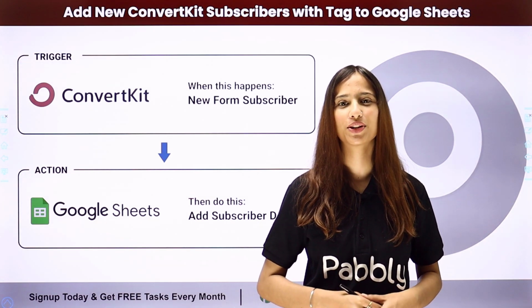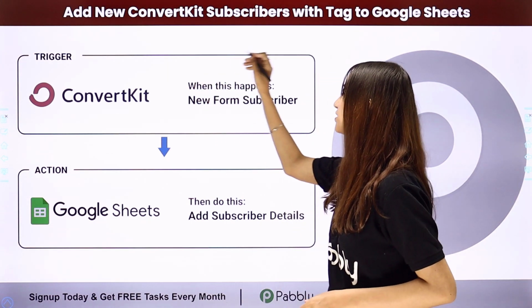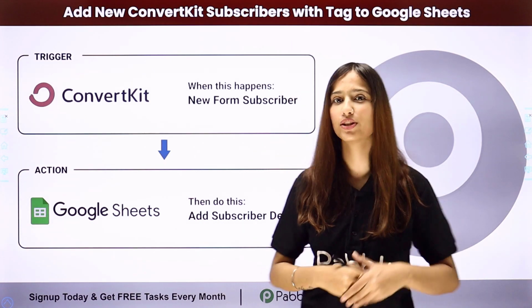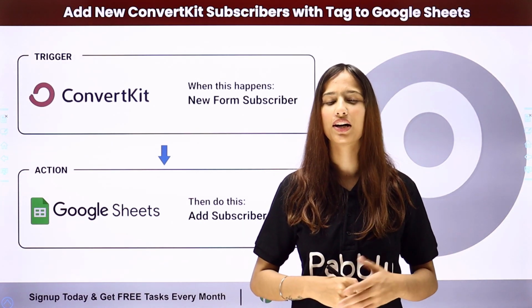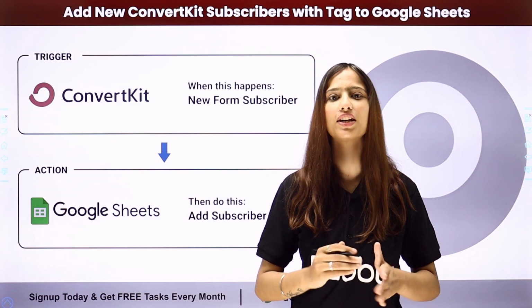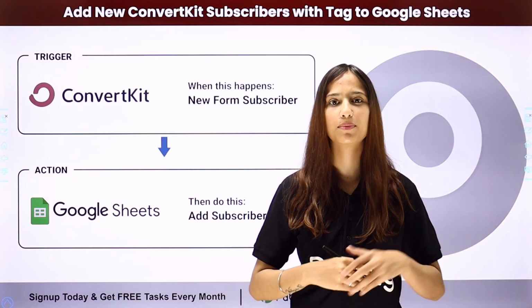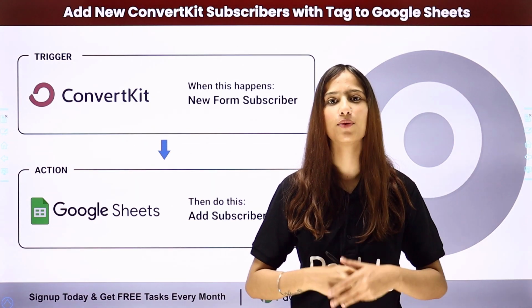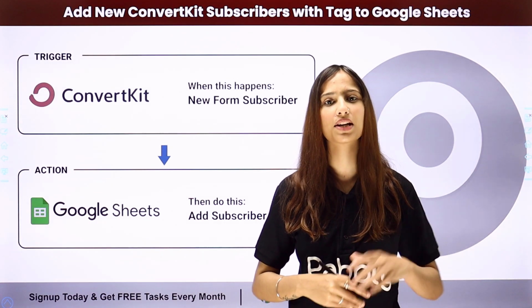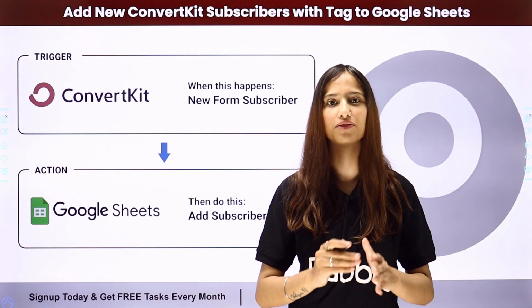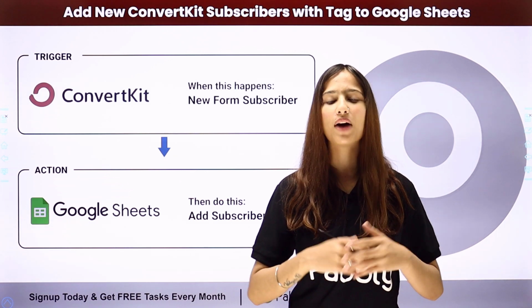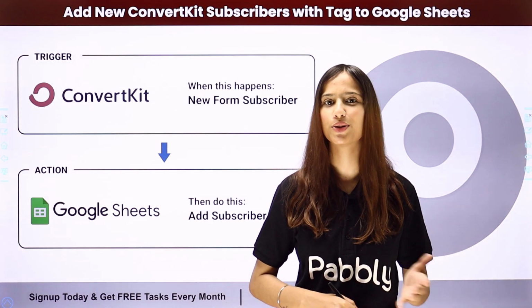So in today's video, we are going to understand how to add new ConvertKit subscribers with tag to Google Sheets. So here let's assume that you are a business owner and you are using ConvertKit for your lead generation and email marketing activities. So here your objective is that whenever a new subscriber is created with a tag in ConvertKit, then automatically you want to add the details of that subscriber in your Google Sheet.